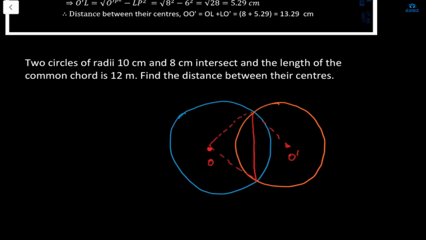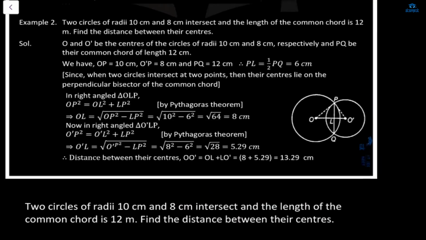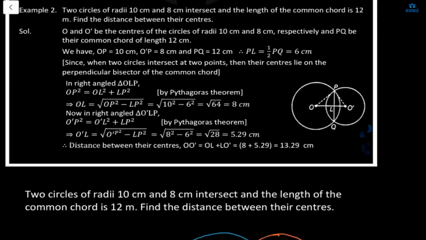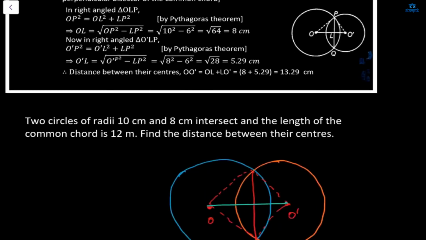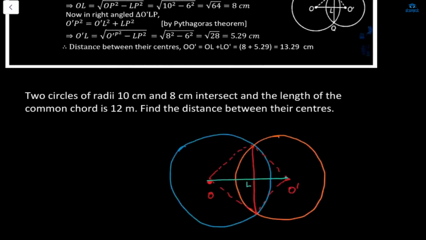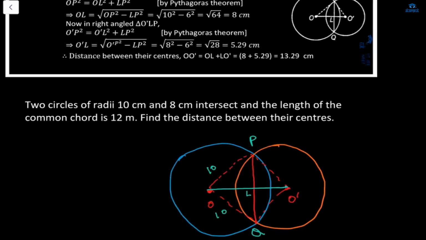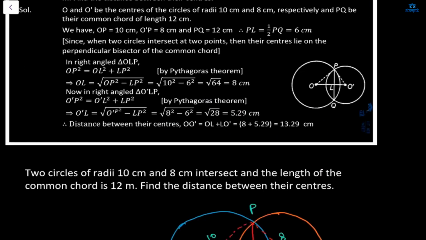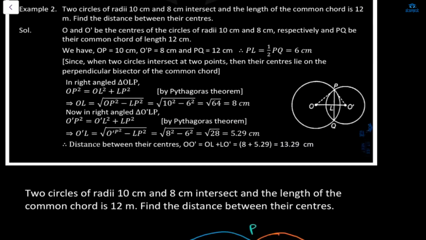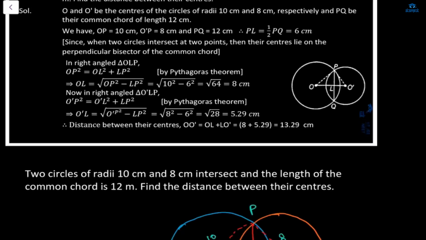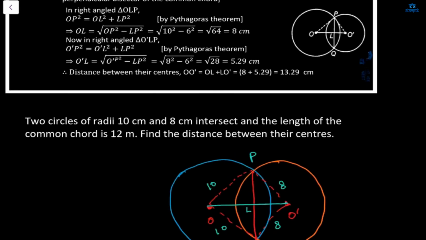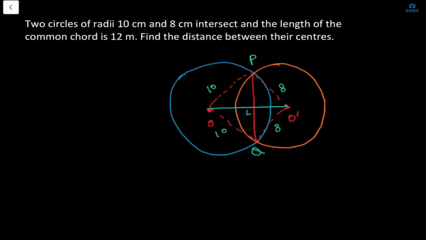I'm joining this. So what is given: 10 centimeter, 8 centimeter, and 12 centimeters the chord. I'm naming it the same here. This is L where the line is meeting, and this is PQ I'm taking. The radius of one circle is 10 centimeter, and the radius of another circle is 8 centimeter. The length of the common chord is 12 centimeter. So PQ is the common chord I'm taking. Now try to solve this question.